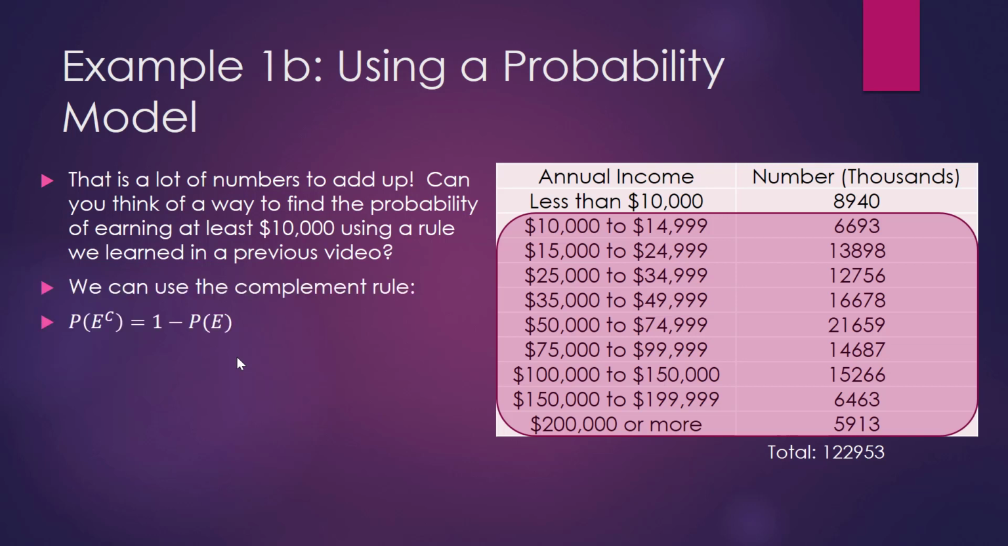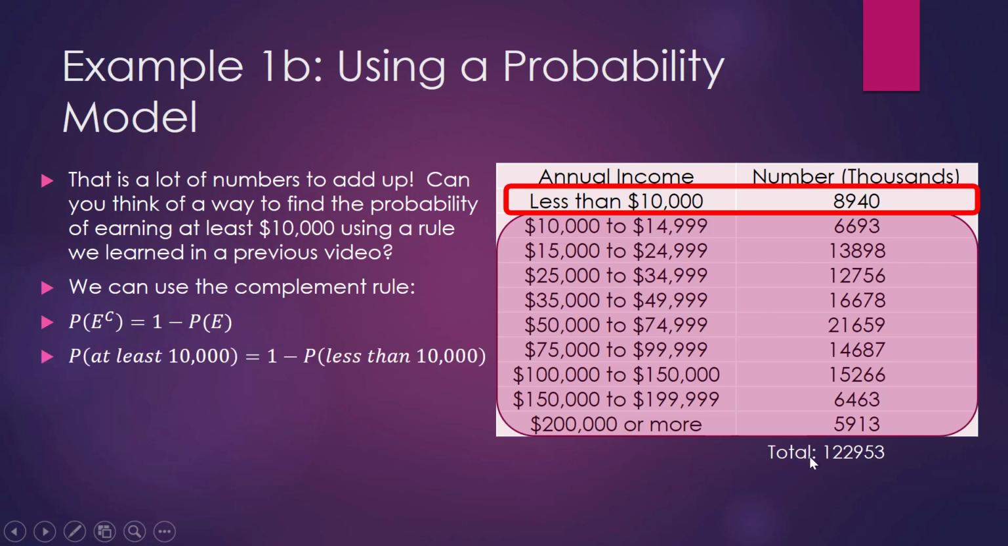This is the complement rule right here. It says the probability of an event not occurring is equal to 1 minus the probability of the event occurring. So we can use the complement, which is the people who earn less than $10,000, which is just a single number, to find the probability of the complement of that event. So the probability of earning at least $10,000 is 1 minus the probability of earning less than $10,000.